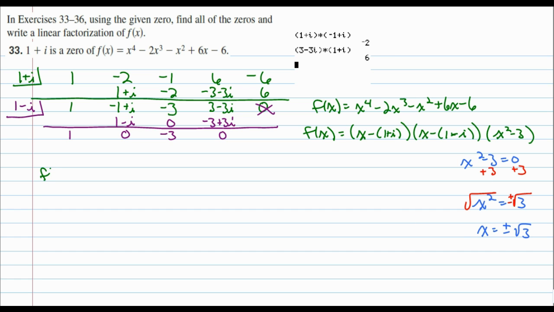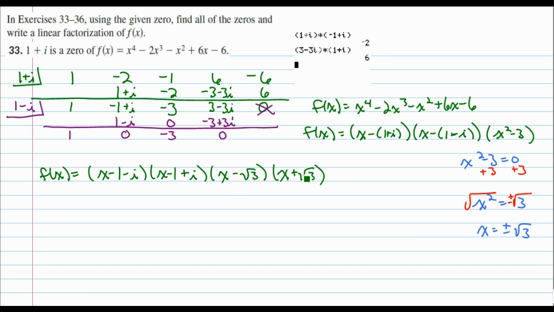So now my final factorization is f of x equals, I'm going to distribute the negative as I go here, x minus 1 minus i, x minus 1, and then plus i. And then the last two zeros I found are square root 3 and negative square root 3. So that's x minus square root 3 and x minus negative square root 3, which is just x plus square root 3. So when I graph this function, I will see that the x-axis will get crossed through at both positive square root 3 and negative square root 3.